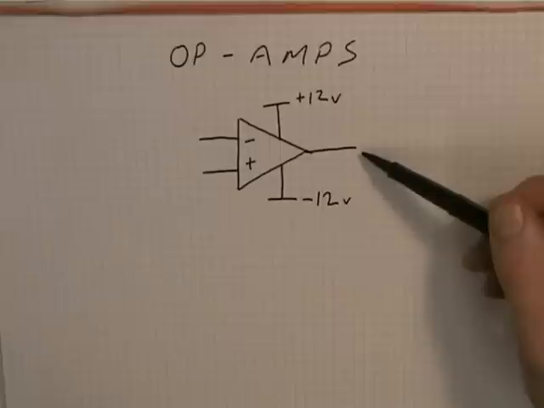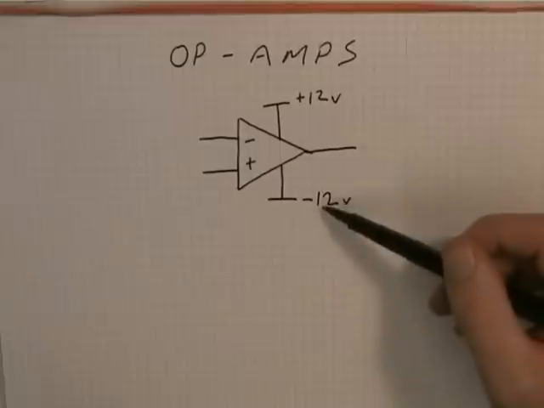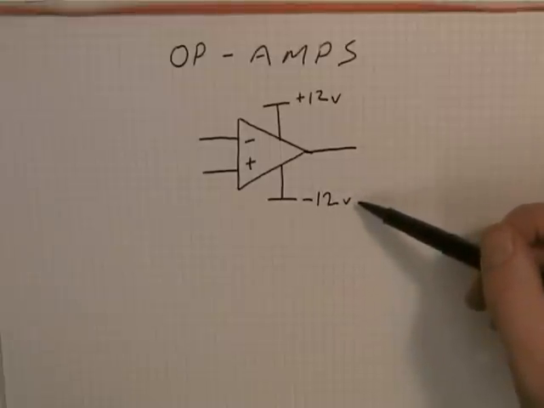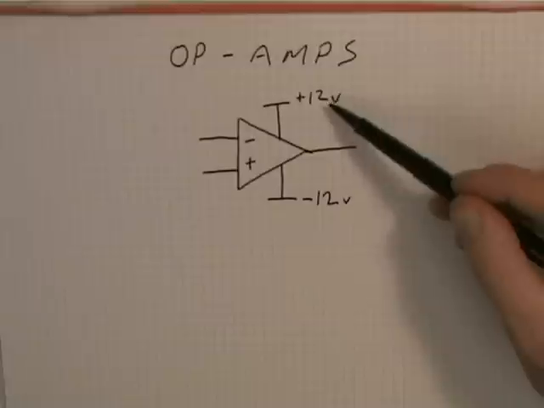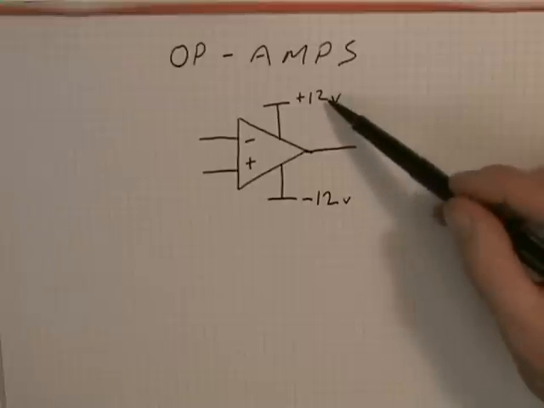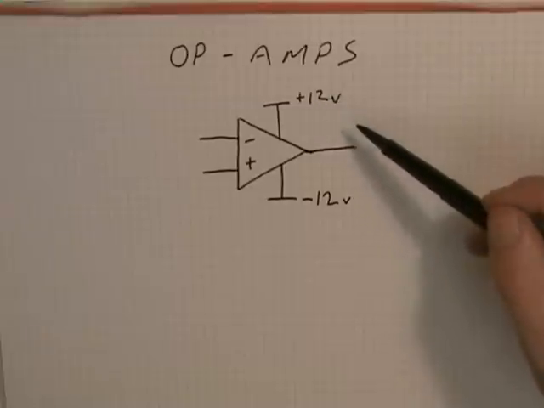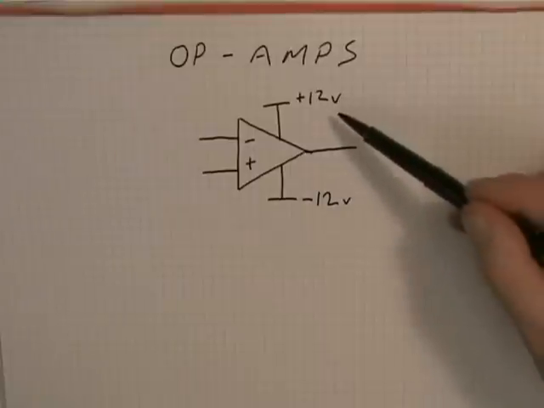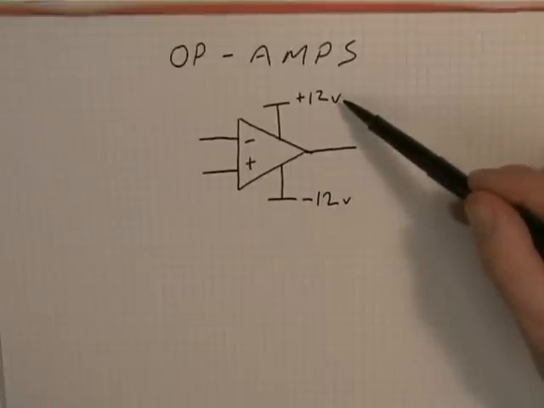The output will range from around about minus 10 volts to around about plus 10 volts. The output can't get all the way to the supply. Okay, the output saturates at about 85% of the supply voltage.